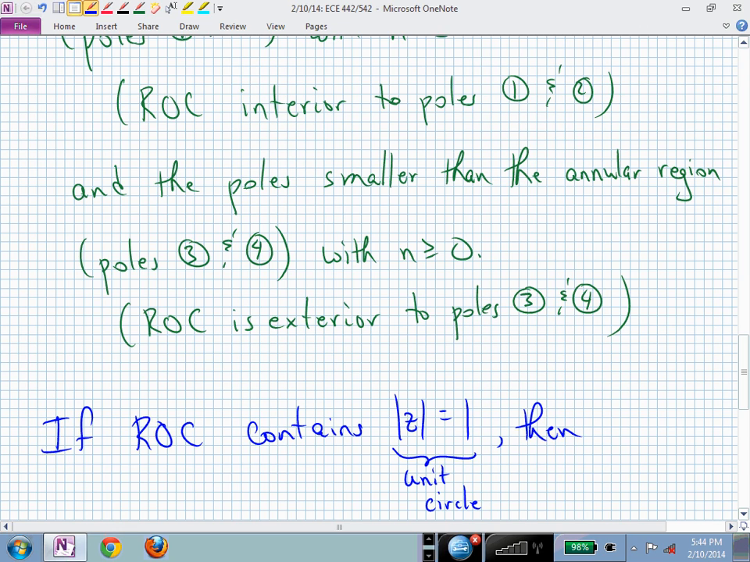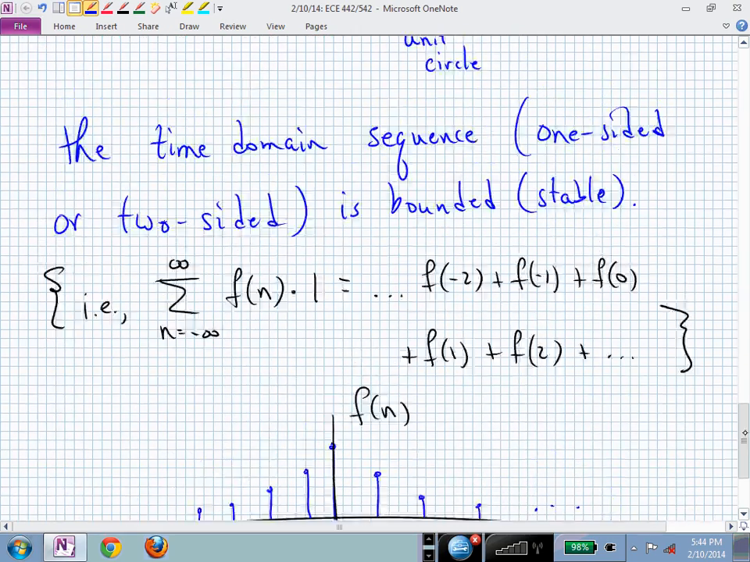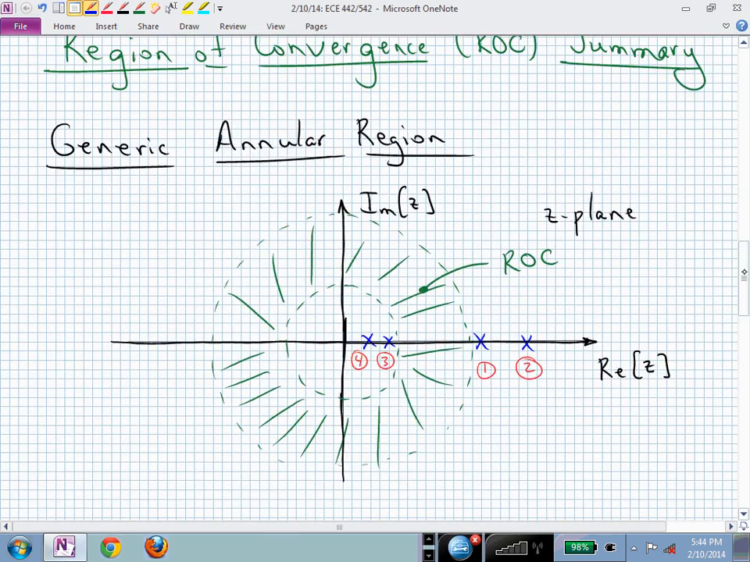bounded-output stable system. Here we're really just talking about a transform, and we want to know what would happen to its time domain sequence, little f of n. And in this case, if the unit circle is inside that region of convergence, and this pole, let's say, was less than 1 in magnitude, then the region of convergence would contain the unit circle. And that would then correspond to a bounded time domain waveform.